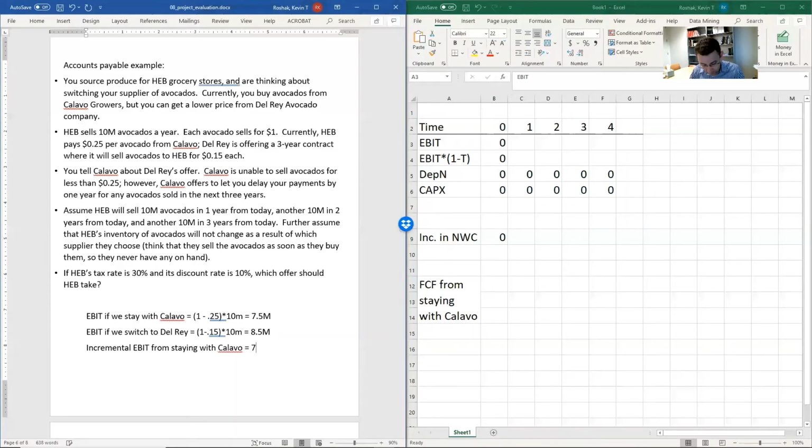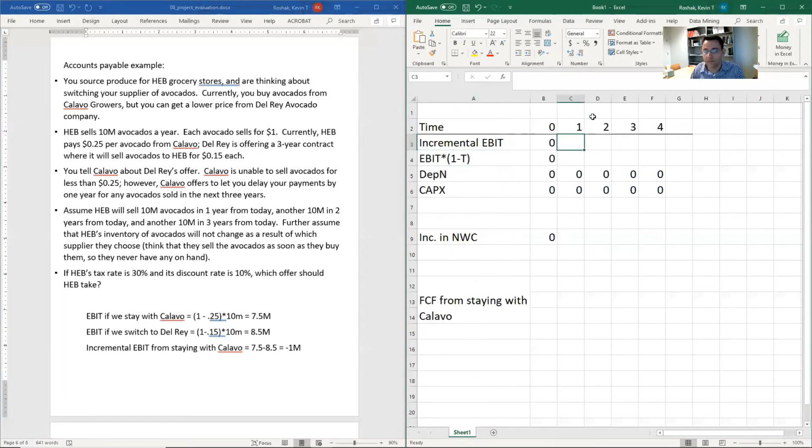It's going to be 7.5 versus 8.5. So it's minus $1 million in EBIT. We're losing operating profit by staying with our current supplier. Okay, hopefully that makes sense, just because our current supplier is charging us more for the avocados. Okay. So if we look at the incremental EBIT, maybe I'll make a note of this. We're going to do this as incremental EBIT.